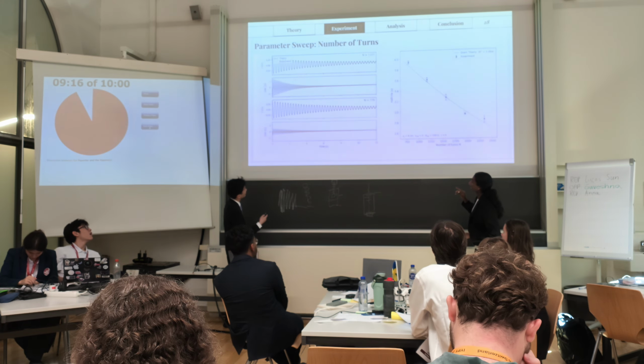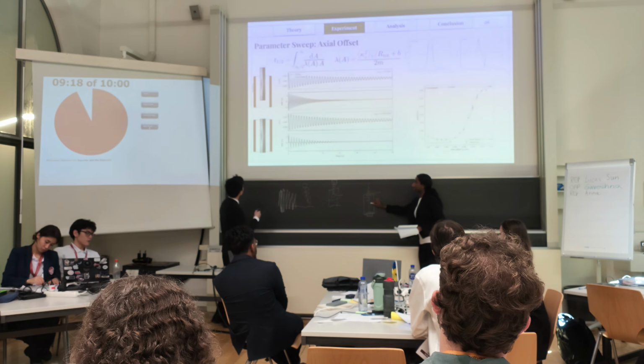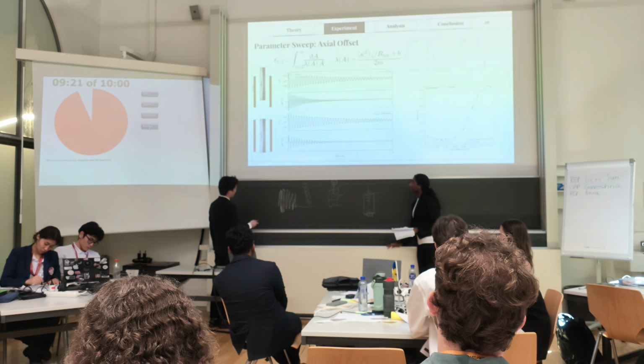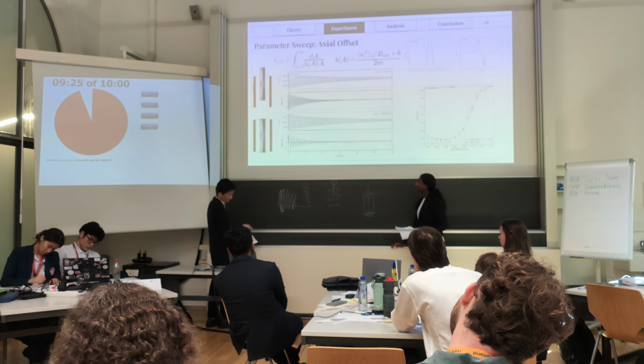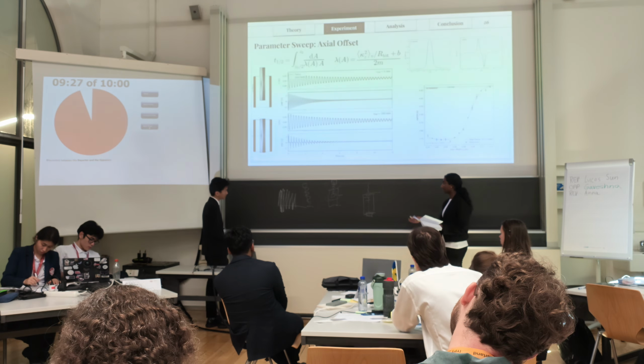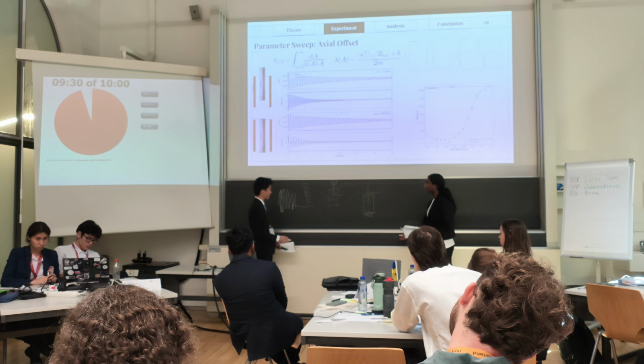For axial offset, is that the initial release position? Just to clarify. It is not the initial release. The initial release position is the equilibrium position of the magnet. So what's the difference between this and the release position? Just to clarify. Yeah, so I was just about to explain that.